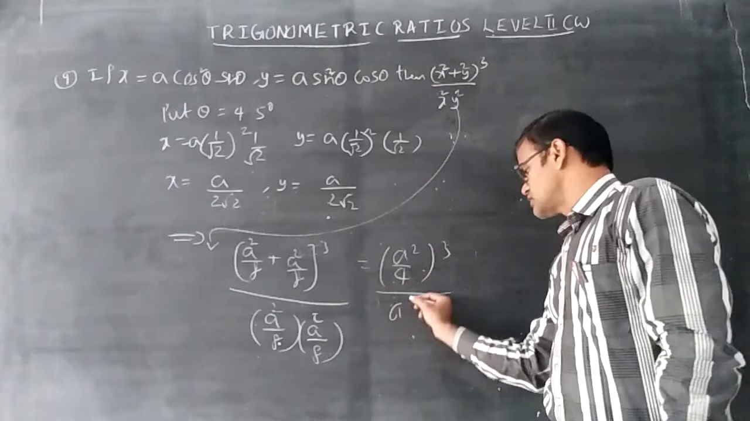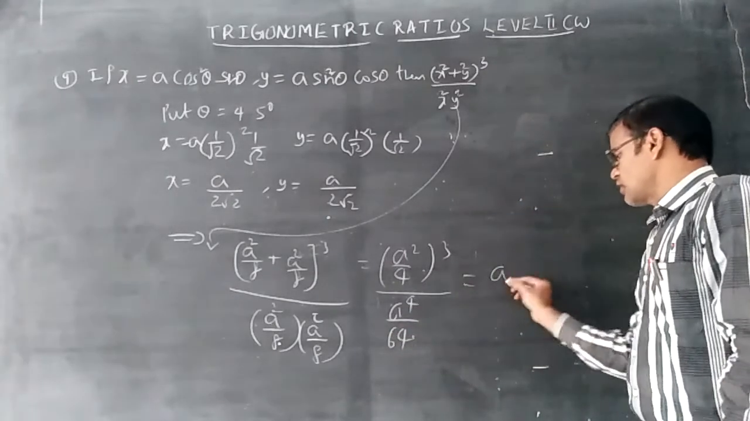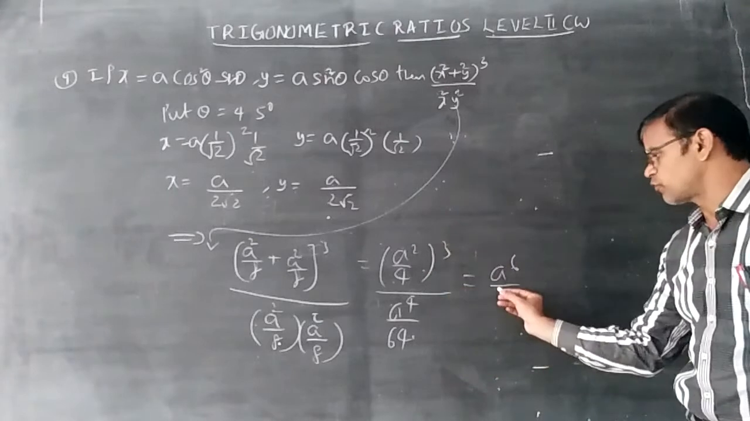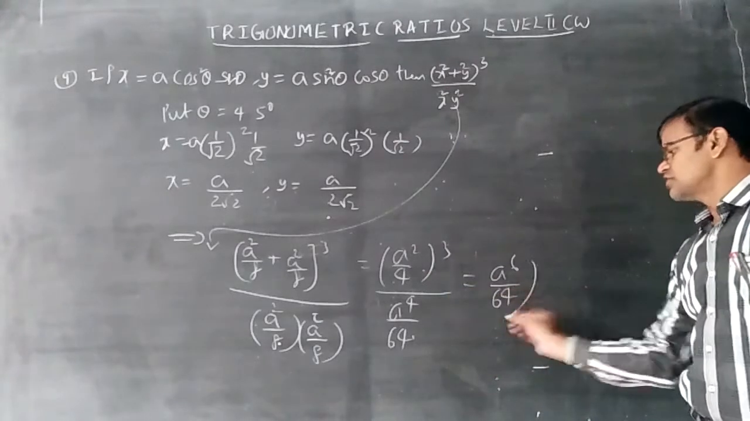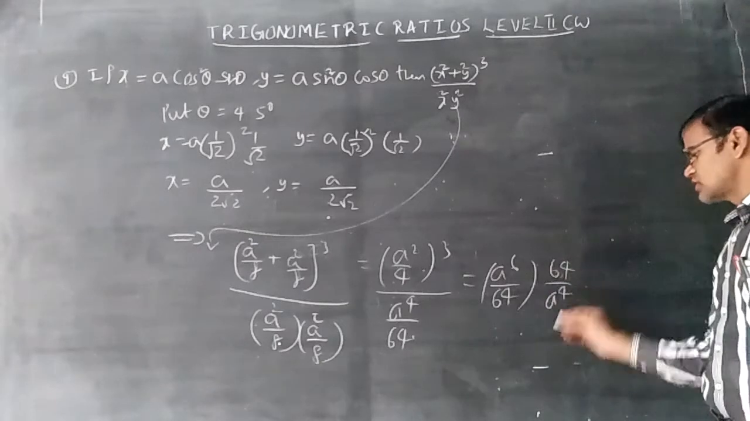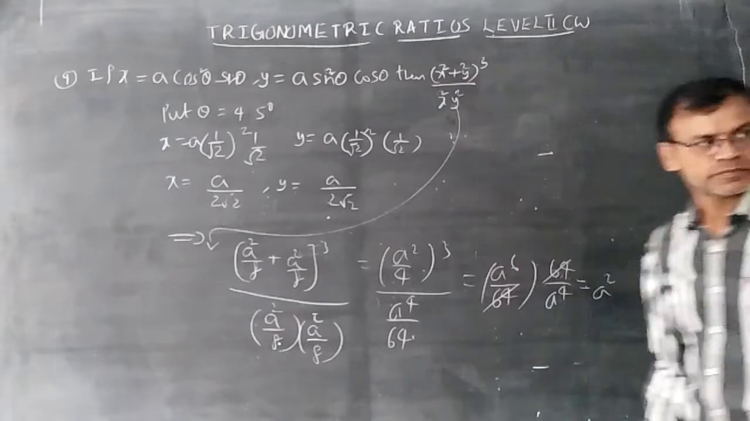Whole by a power 4 by 64. Now write like this: a power 6 by 64, into this fraction reversed like this, 64 by a power 4. You can understand 64 gets cancelled. This is a square.